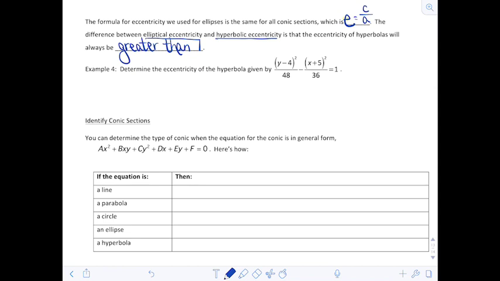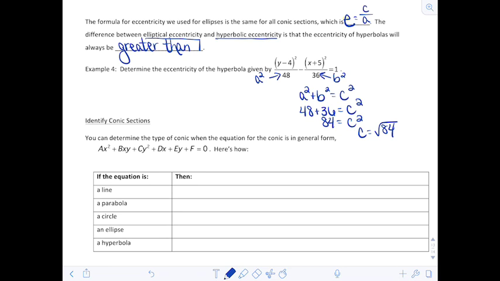Okay, so example 4: determine the eccentricity of the hyperbola given by (y minus 4) all squared over 48 minus (x plus 5) all squared over 36 equaling 1. So this is my a squared, this is my b squared, which I'm not going to need for eccentricity, and I do need a c value for eccentricity. So I have a squared plus b squared equals c squared when I'm working with hyperbolas. So 48 plus 36 is equal to c squared. So that's 84 equaling c squared. And so c is the square root of 84.